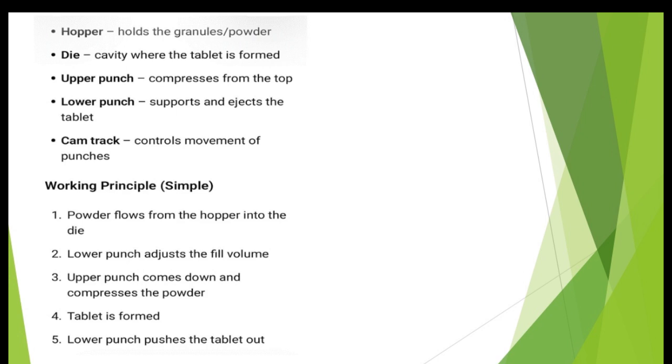Capacity regulating screw regulates the depth of loose powder in the die by adjusting the depth of the lower punch. Driving wheel helps in the movement of upper punch and lower punch.